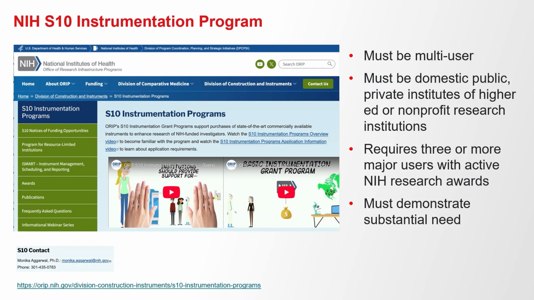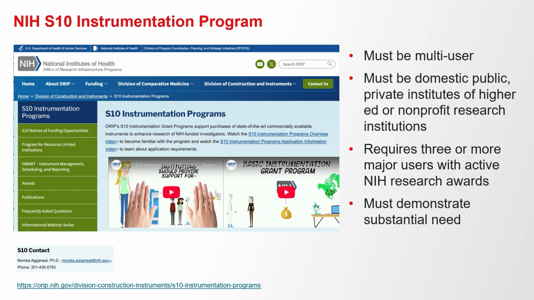Okay, so this is the S10 instrumentation program. Number one step is for you to look through all of the information that's available here for eligibility. What's required? It's absolutely required that there are at least 3, but it's best to have more active NIH users who have NIH awards, preferably R01 awards. And you have to really demonstrate a substantial need for the requested instrument.